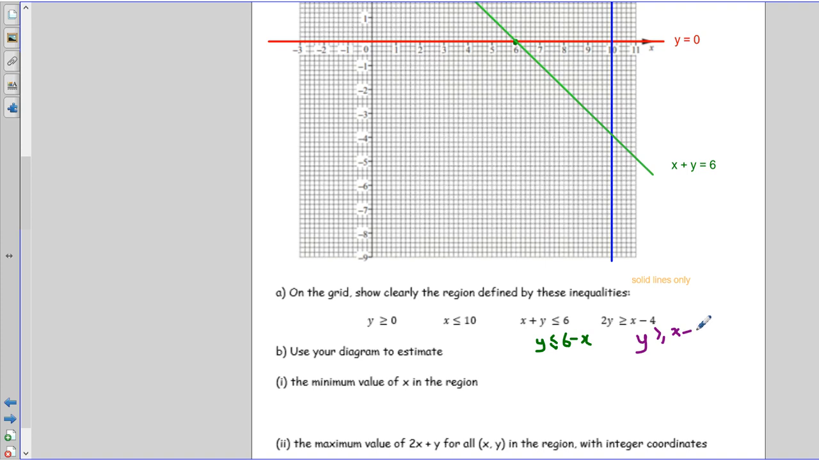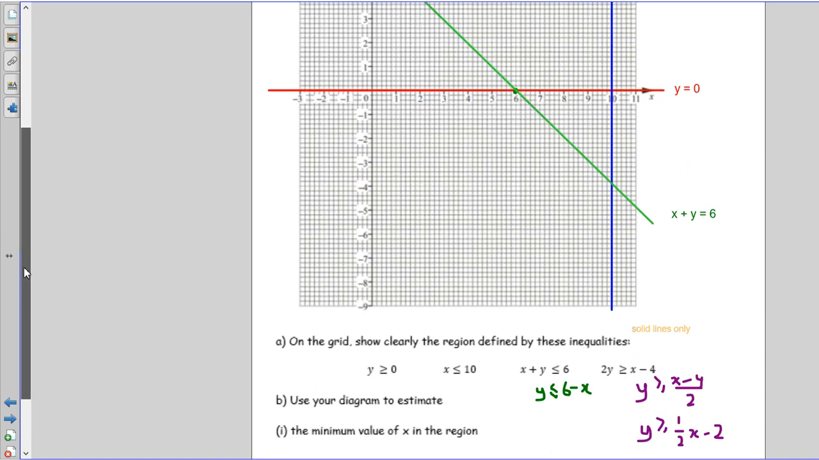So this is kind of an awkward one in terms of the rearranging. So y is greater than or equal to a half x, because x over 2 is a half x, minus 4 over 2, which is 2. So a little bit risky in your rearranging. You might have been better off just using the X-Intercept and Y-Intercept table method in that particular one, using 2y equals x minus 4. Much safer, to be honest, because there's a bit of messy rearranging there.